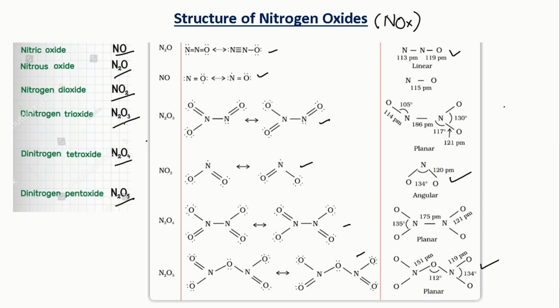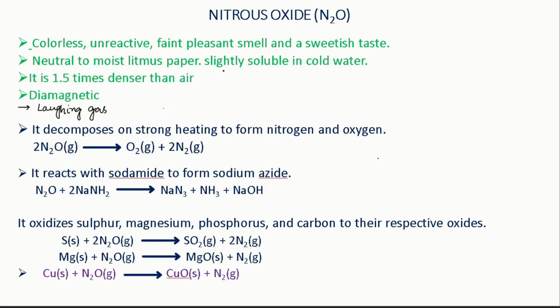So the next is we are going to study their properties. Let's first talk about nitrous oxide. Nitrous oxide is colorless and very less reactive. It's a neutral oxide and is slightly soluble in water. About the magnetic properties, it's diamagnetic in nature, and it is also called laughing gas. When you inhale it, you will feel a laughing sensation. That's why it's called laughing gas, and it decomposes on heating.